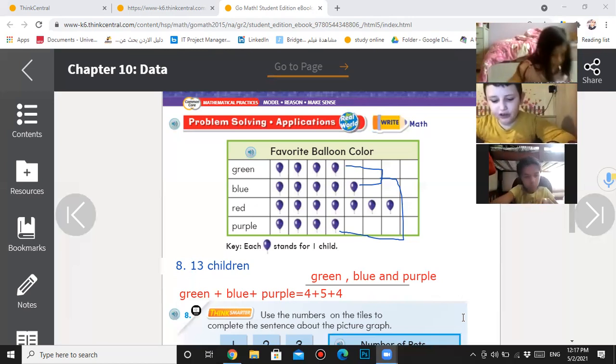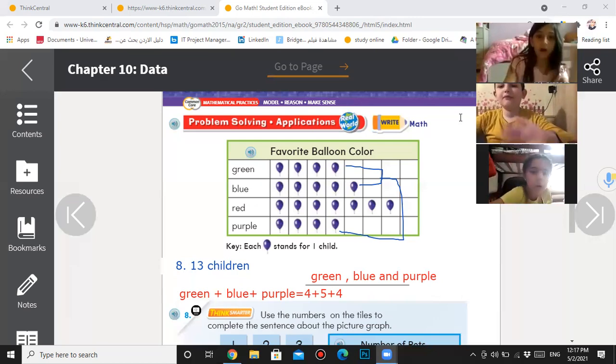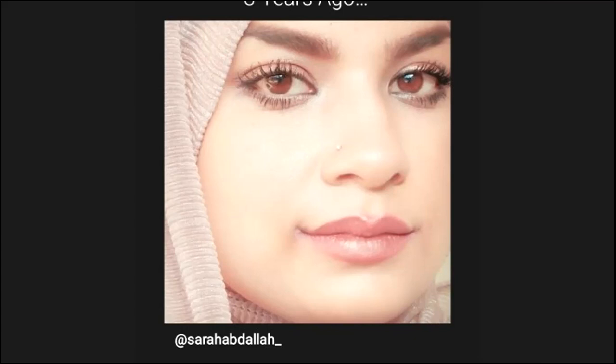Use the picture graph. If you're done, you can leave. Done? Farah and Batul, are you done? Okay, you can leave. Bye bye, guys. Which page is the practice book? Can I write it in the WhatsApp group? I don't know actually. Okay. Bye. Bye.